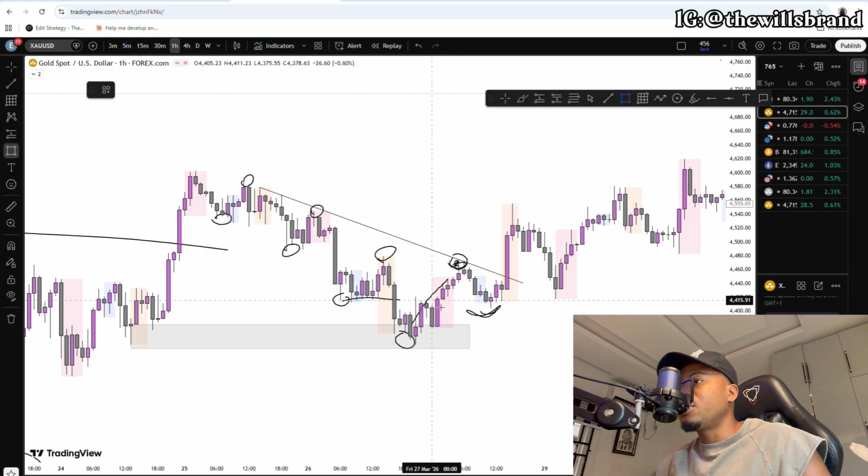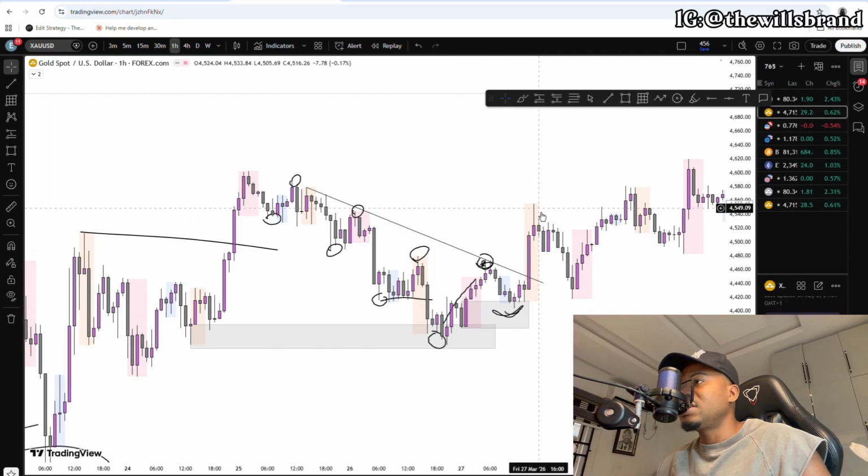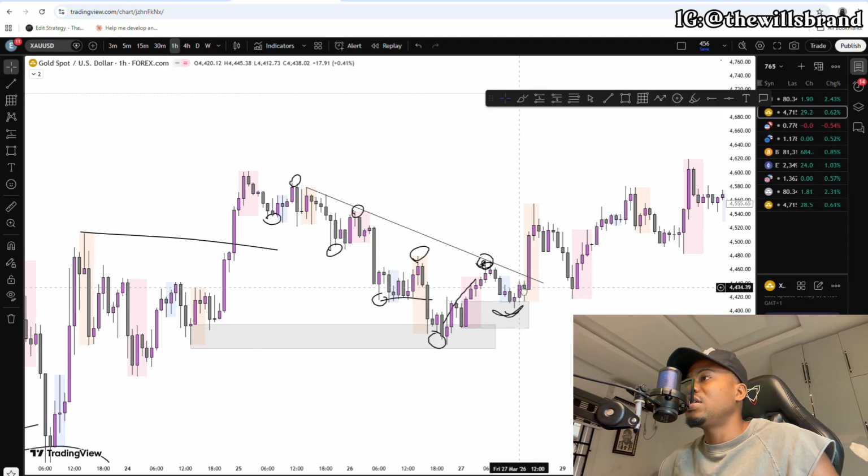So price stopped here because we were respecting this level. This demand actually brought in more buyers during the New York session. You can see the rally that we got, so we got that momentum. This is a signal that buyers are actually in the market.